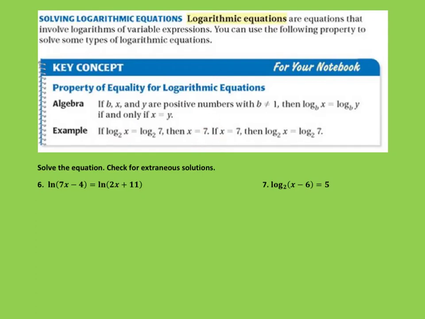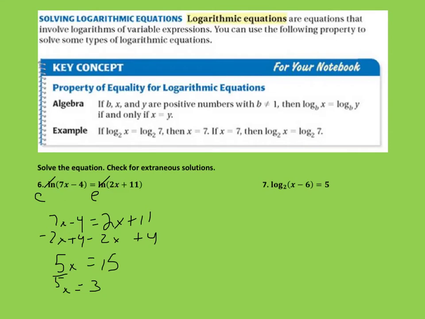So see how here we have natural log, natural log. When that happens, you just get rid of them. So get rid of the natural logs, because what you can do is say e to that power, and it cancels it out. So you get 7x minus 4 equals 2x plus 11. So subtract this 2 over, add this 4 over. 5x equals 15. So x equals 3 because you divide by 5. So you get x equals 3.